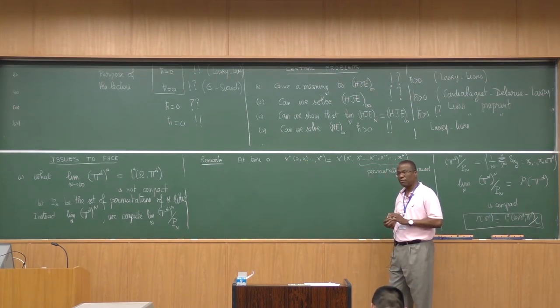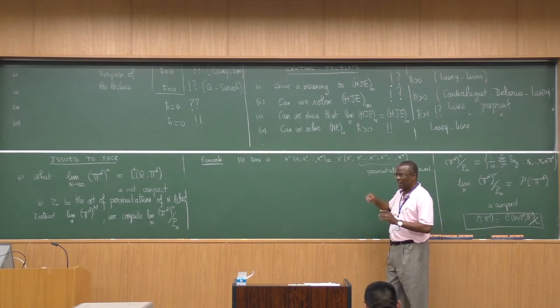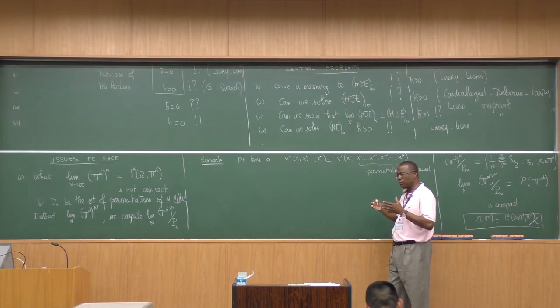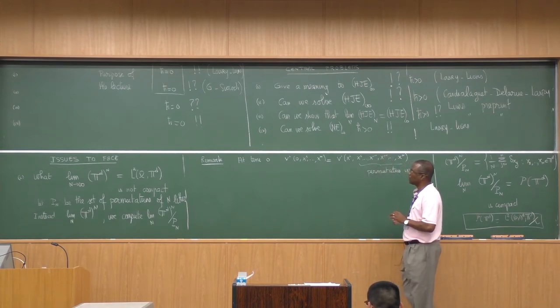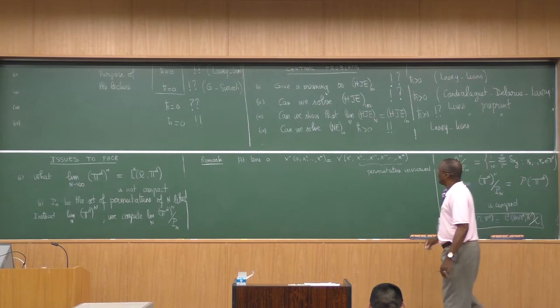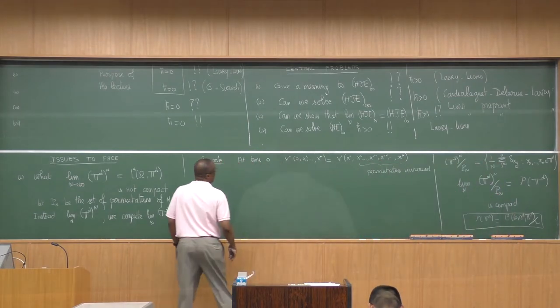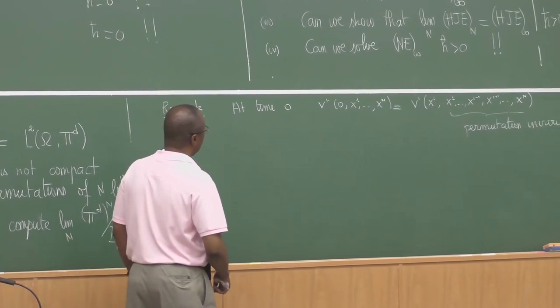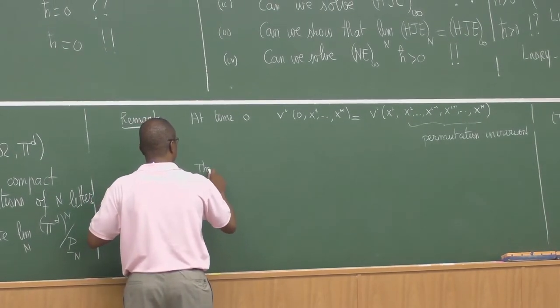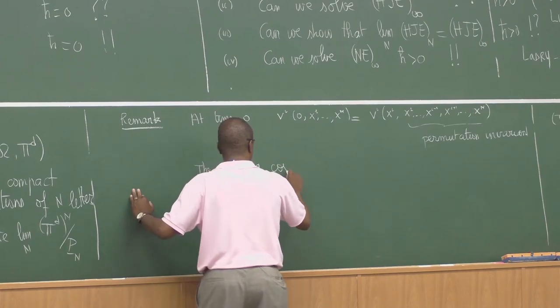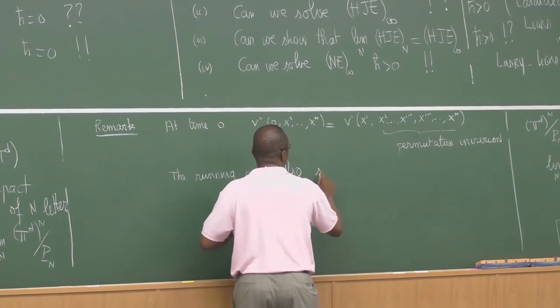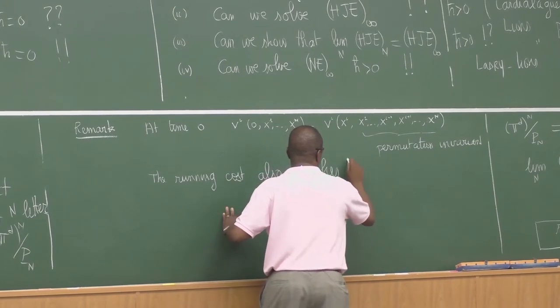And when n go to infinity, so first, when I do this, I need to prove that for n fixed, when the time becomes positive, my solution preserves this structure. And then when n go to infinity, I am going to look for a solution which also preserves this structure. Another observation, the running costs also satisfy the same structure.